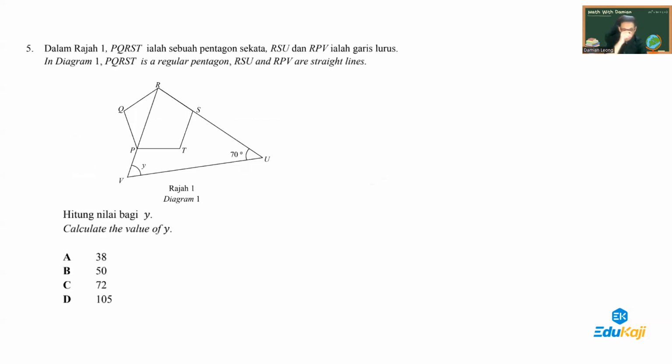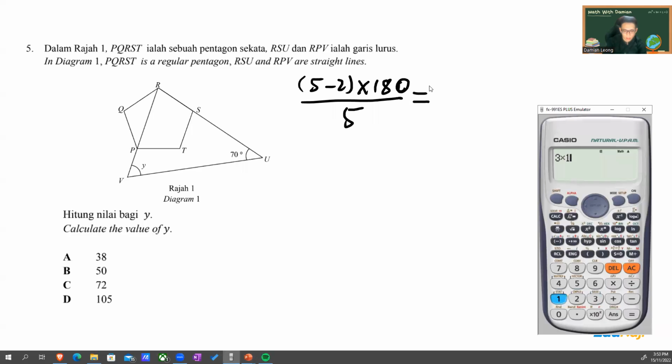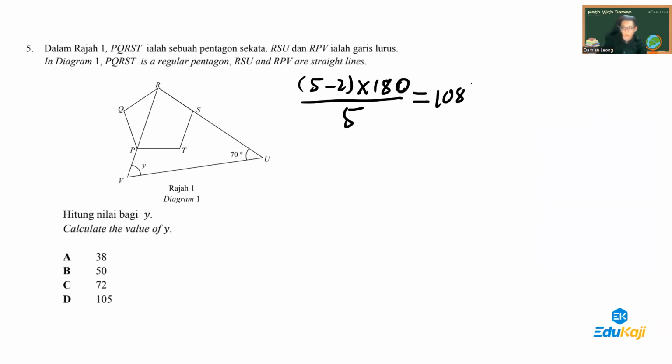Question 5, calculate the value of y here. Whenever we have a regular polygon, always find the interior angle. So 5 sides, 5 minus 2 times 180, the formula for the total interior angle, divided by the number of angles, which is the same as the number of sides, 5. So it's 3 times 180 divided by 5, which is 108. So this is all 108 degrees.